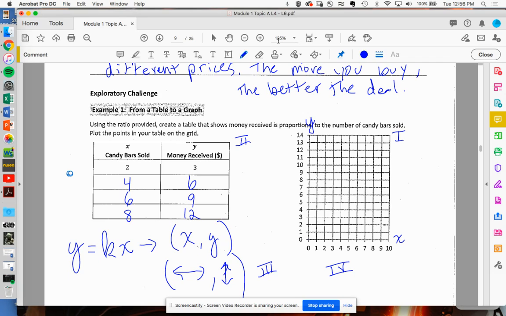Okay? So now we turn this situation into proportionality where no matter how many candy bars you buy, you pay $1.50. That's what this is. Now, let's graph this now. If he sold 0 candy bars, how much money does he make? 0. That is huge right there.